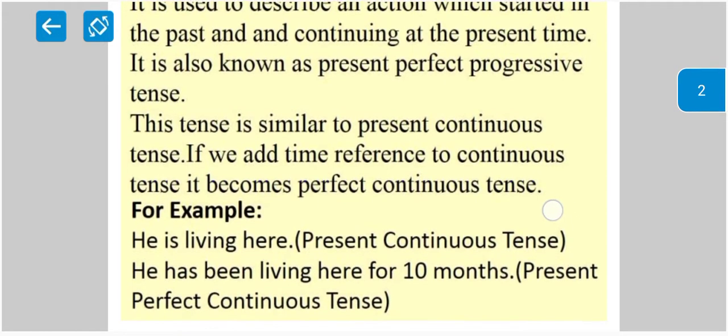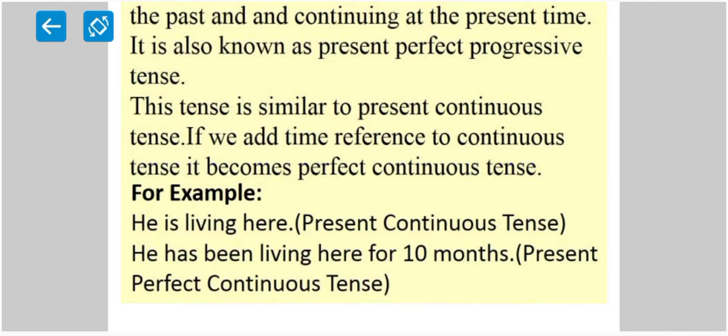Let's see some of its examples, and that is, he is living here. There is no usage of time in this sentence, so it's a present continuous tense. But in the next sentence, he has been living here for 10 months. In this sentence, we used a time, so it's a present perfect continuous tense.